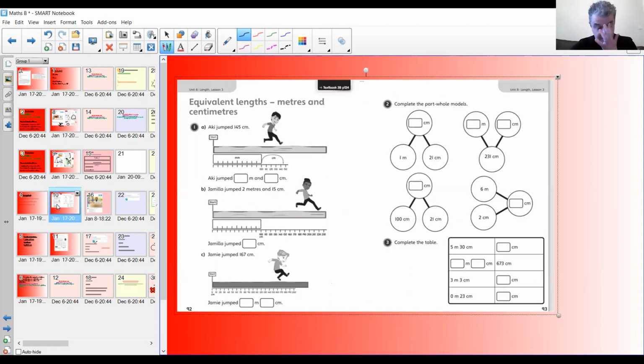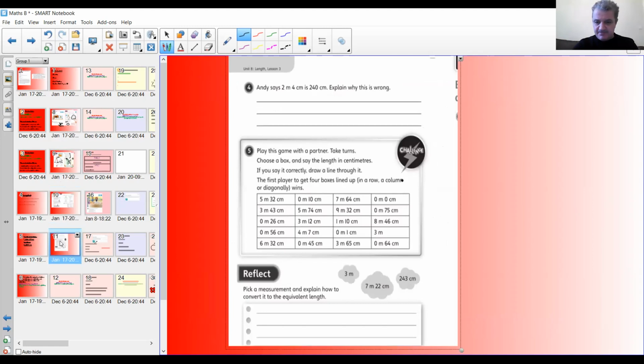Let's have a look at our questions. Okay, so we can find this in practice book B, page 93. Okay, so Aki jumped 145 centimetres. You've got to put that in metres and centimetres. So again, it's just doing equivalent lengths, metres and centimetres. And that goes for the page as well.